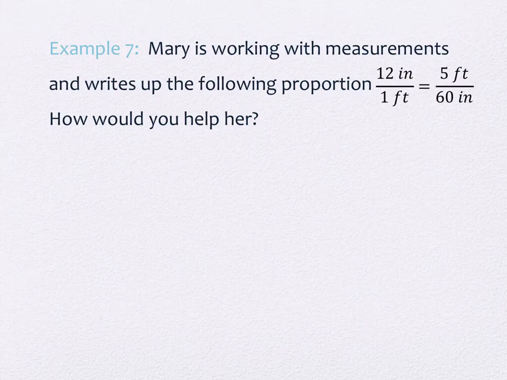Mary is working with measurements and writes up the following proportion. 12 inches over 1 foot equals 5 feet over 60 inches. How would you help her? You wouldn't necessarily. The issue is not about helping her solve something. It's about helping her know whether she did it right or wrong. Well, she could have.